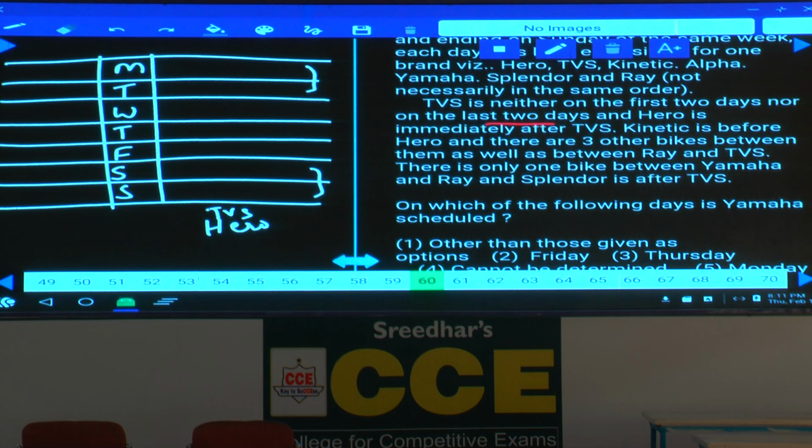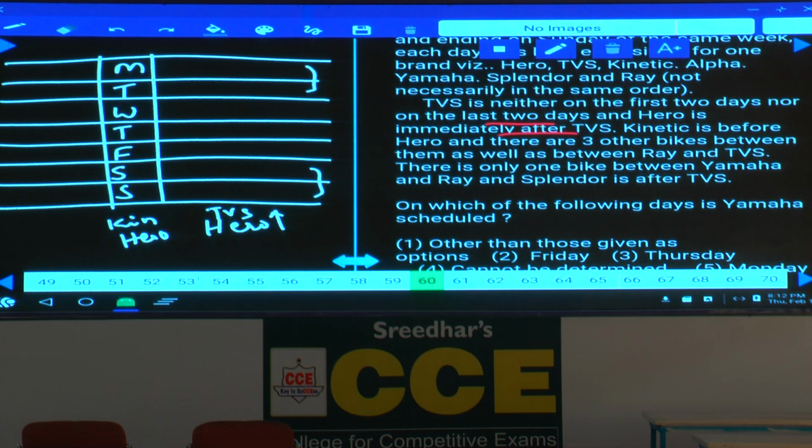And next one, Kinetic is before Hero, and there are 3 other bikes between them as well as between Ray and TVS. Are you following this one or not? Now, in between Kinetic and Hero, how many must be there? There must be exactly 3. As there must be exactly 3, and Hero is immediately after TVS, right?